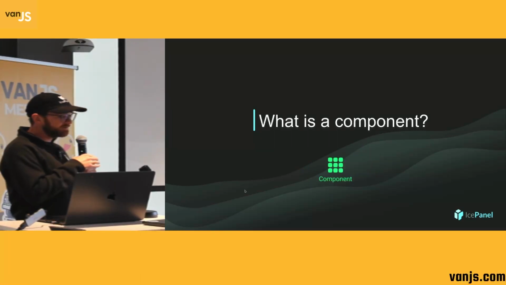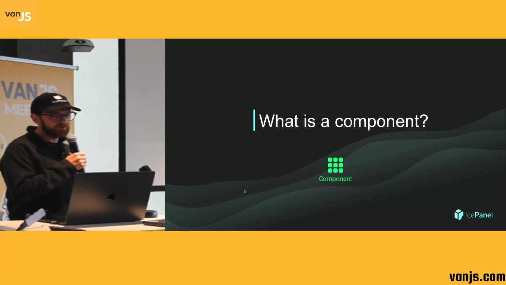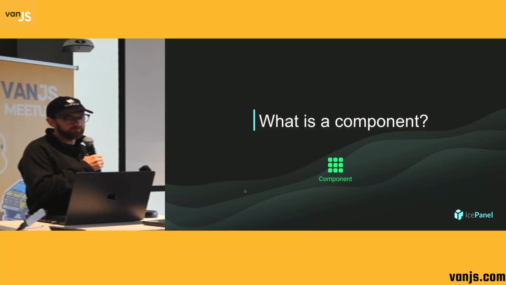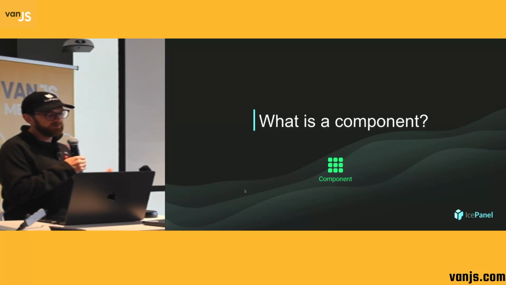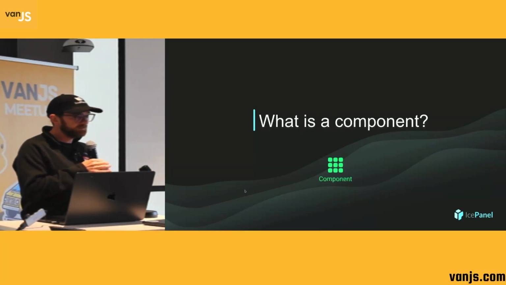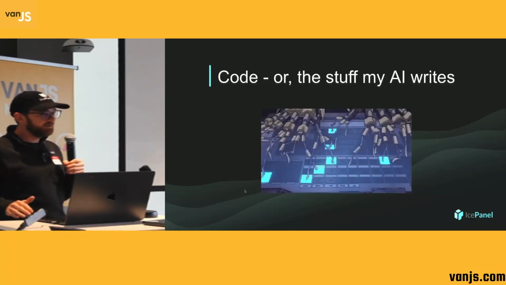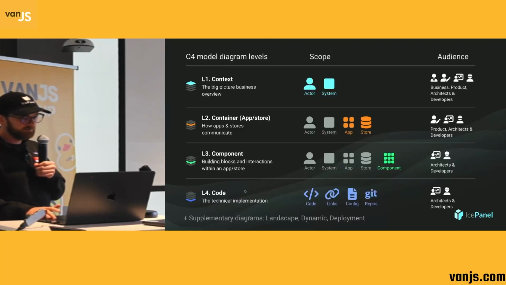A component is a grouping of related functionality encapsulated behind a well-defined interface. So like in JavaScript, this might be an NPM package. In Python, it could be a module. It could also be just a collection of classes. And then there's the code, or the stuff that my AI now writes. So I don't have to worry about that anymore.